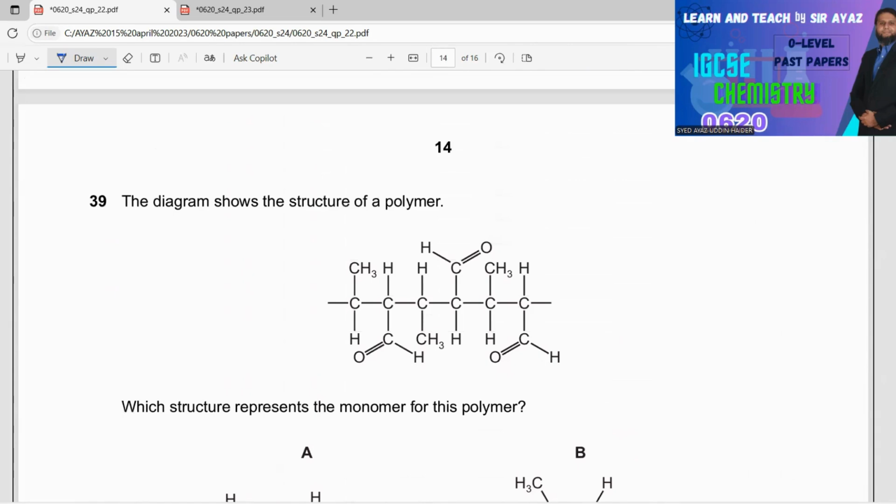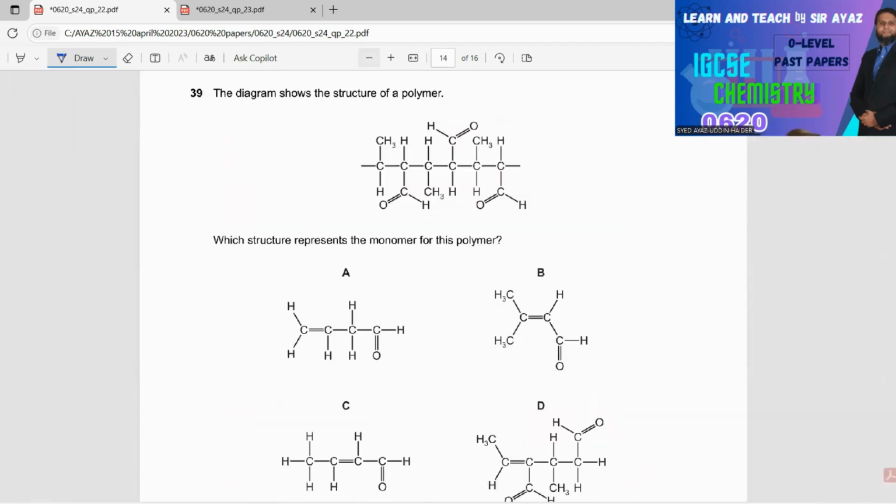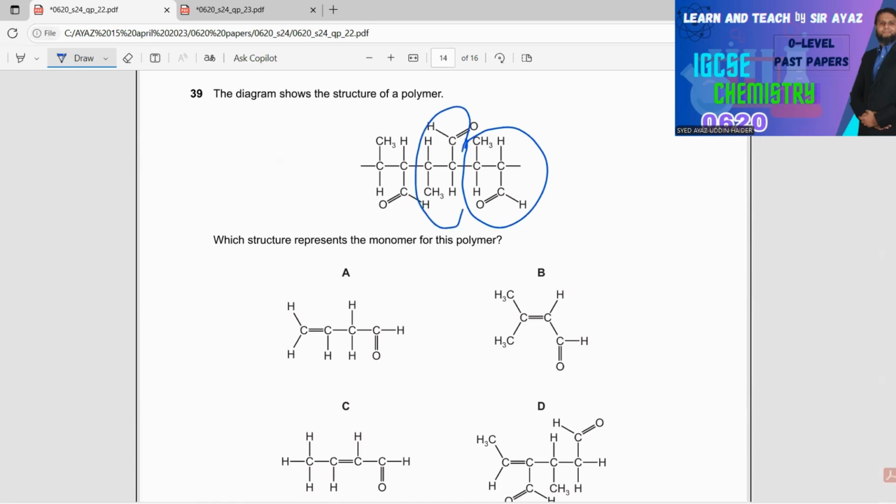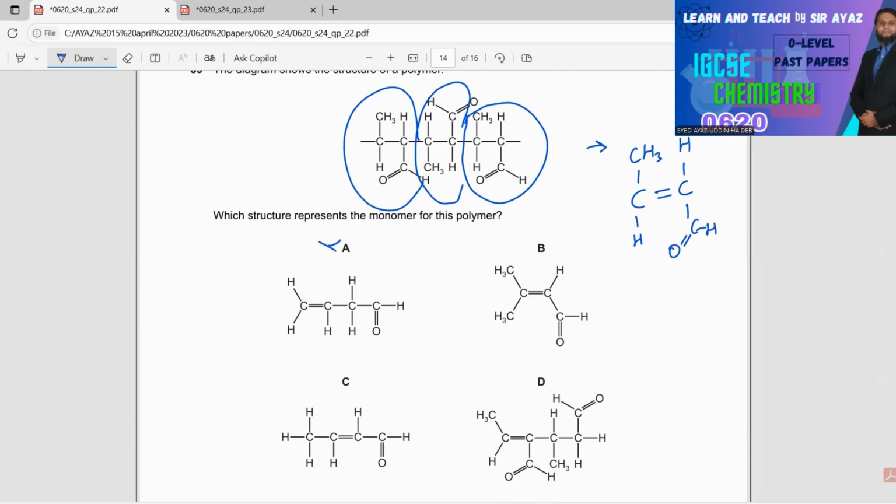29. The diagram shows the structure of a polymer. Here's a polymer. Which structure represents the monomer for this polymer? So I'm going to break it down to get the monomer here. So if we break it down, these will be the monomers in this case. So it must be the monomer for this one. A is incorrect, B is incorrect. C looks correct to me. These two are the same. C is the right answer in this case.